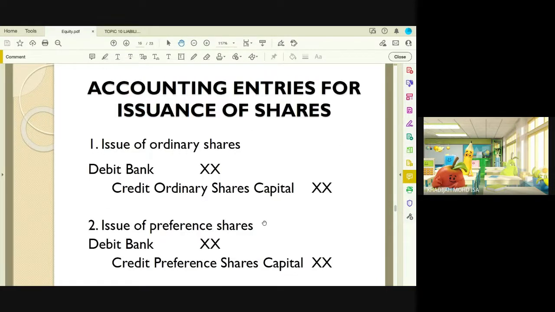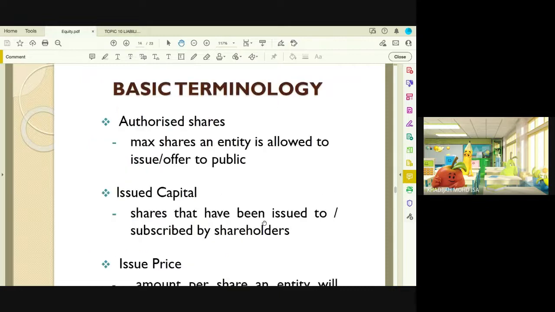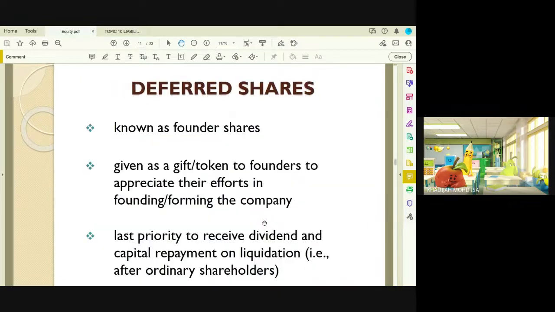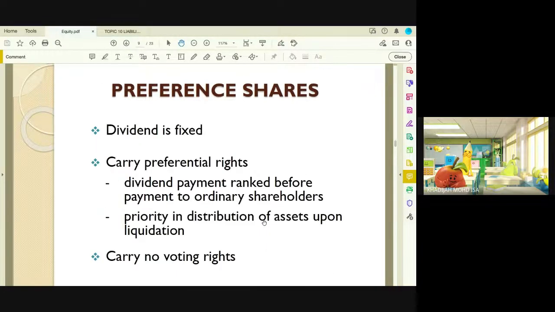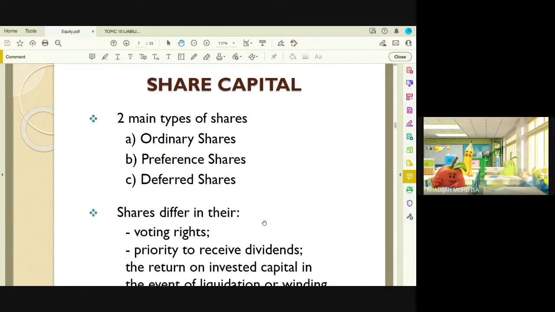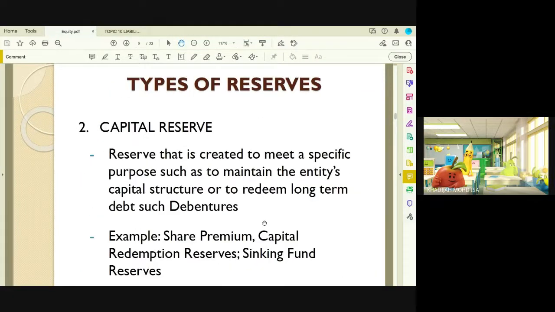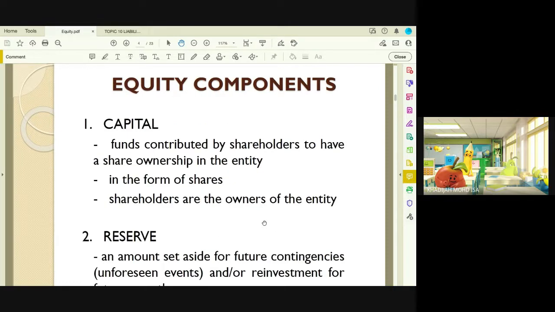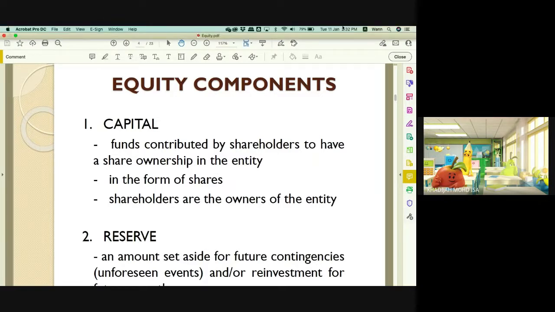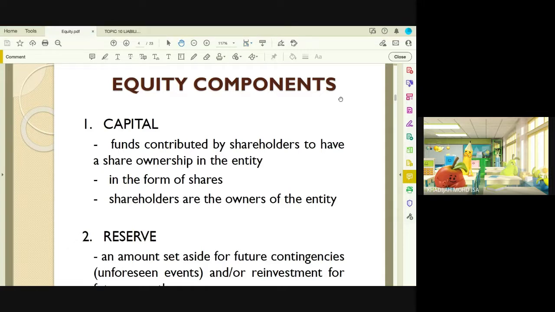Accounting entries when there's an issuance of shares. And of course, other than that, most likely you'll be tested on the theory. They can generate many theory questions from this understanding. So far, so good. That covers your equity, and that is in about 30 minutes.